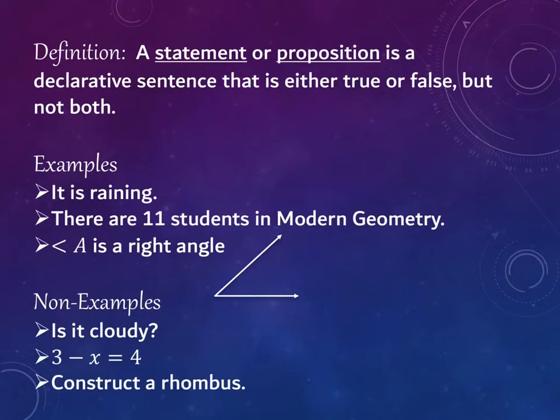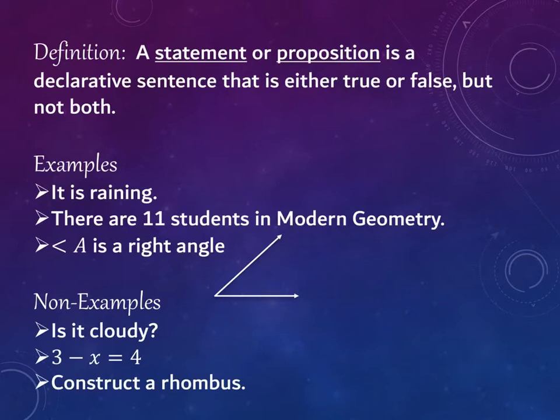These are non-examples. All three of these are not statements. Is it cloudy? We would typically call that a question. 3 minus x equals 4. Why is that one not a statement? Because it could be true or false, either one, depending on what x is, right? So it depends. We would call that a conditional sometimes. It's a condition upon what x actually equals.